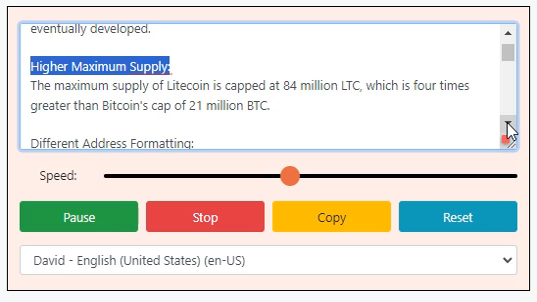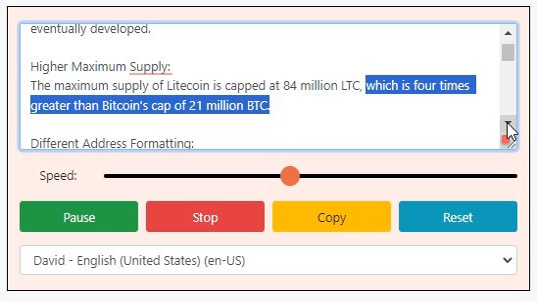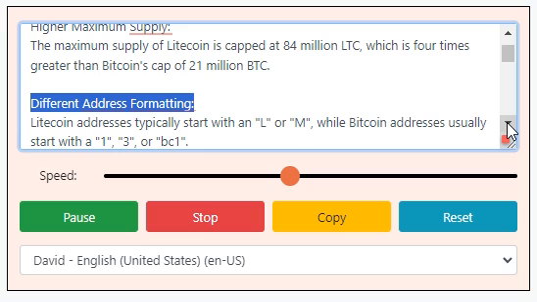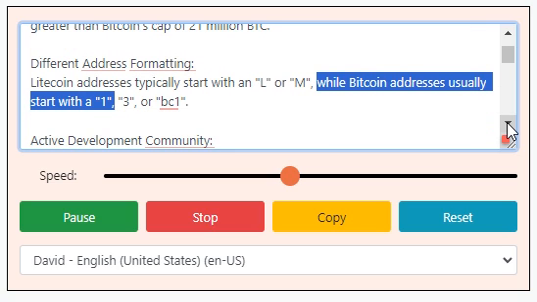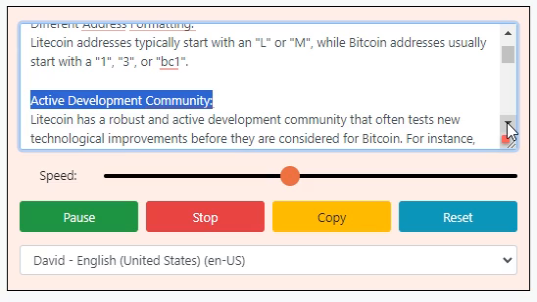Higher maximum supply. The maximum supply of Litecoin is capped at 84 million LTC, which is 4 times greater than Bitcoin's cap of 21 million BTC. Different address formatting. Litecoin addresses typically start with an L or M, while Bitcoin addresses usually start with a 1, 3, or BC1.